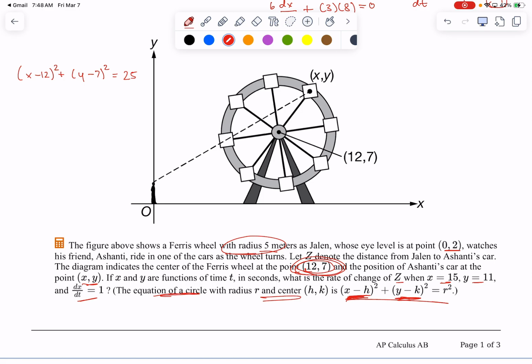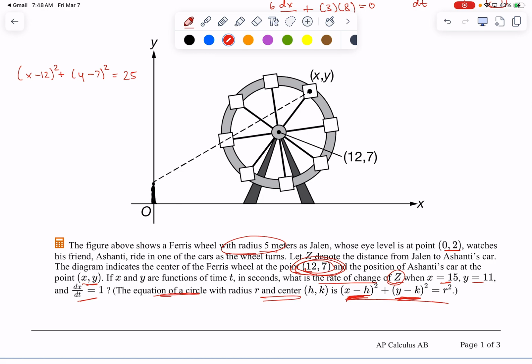So all we have to do is we want to know the position. It says we want to know the rate of change of z in relationship to this. This one's kind of tough. This is actually a really, really challenging problem. So we've got our equation. Let's take the derivative with respect to time. I'm going to have to figure out an equation for z here in a second.